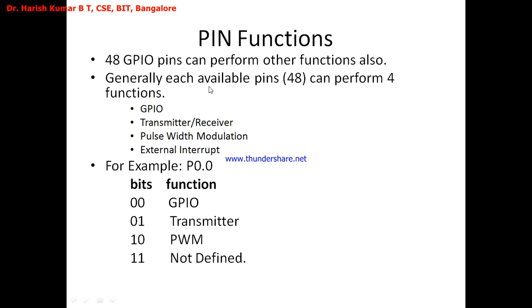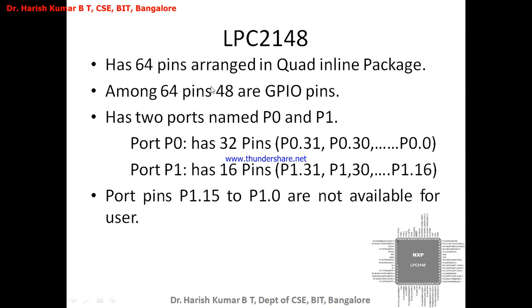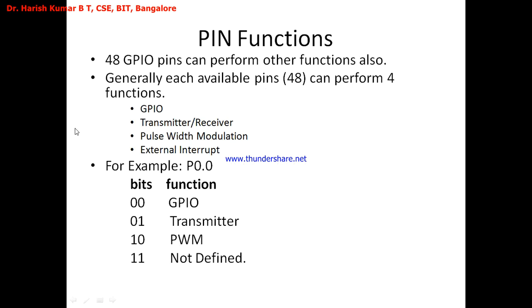Now generally each of the 48 available pins can perform 4 functions. One is GPIO, which I already told. Each of these pins, that is 32 plus 16, can act as a general purpose input output pin, or they can act as transmitter or receiver, pulse width modulation, and external input. So these are the 4 different functions each pin can be configured to perform.